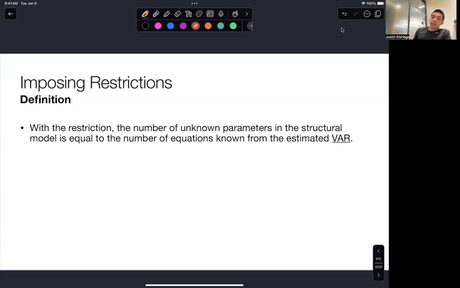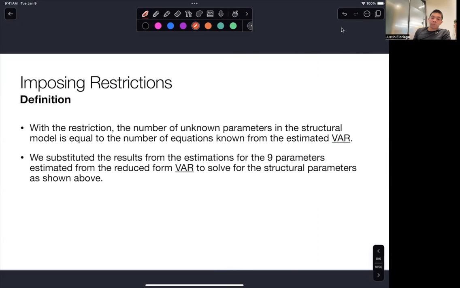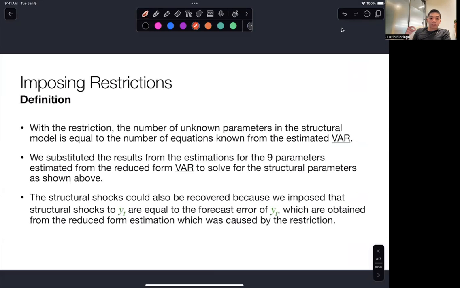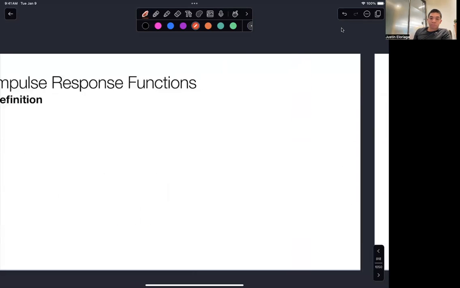Now with the restriction, the number of unknown parameters in the structural model is equal to the number of equations known from the estimated VAR, right? And when we substitute the results from the estimation for the 9 parameters that we estimated, the reduced form VAR will allow us effectively to solve for the structural parameters, which are shown before. And the structural shocks can be recovered, because we impose that the structural shocks to YT are equal to the forecast error of YT, simply because we set A1 to equal 0, right? And that was caused by the restriction.